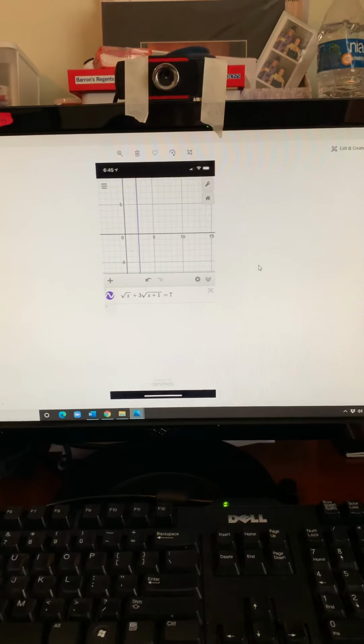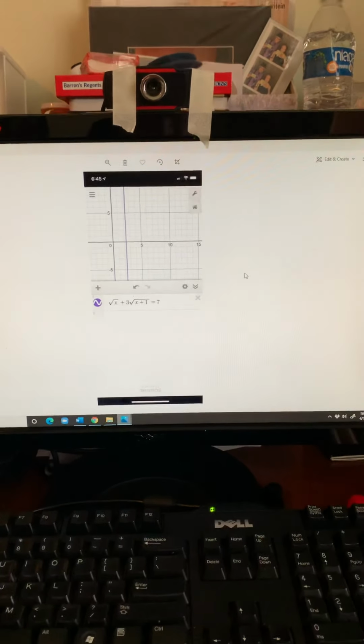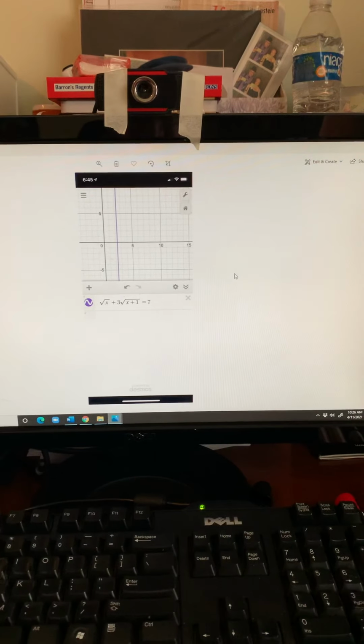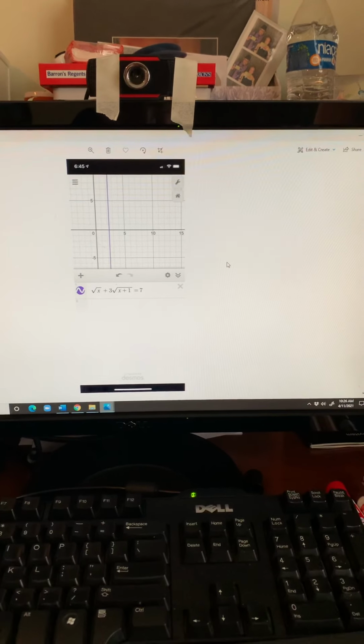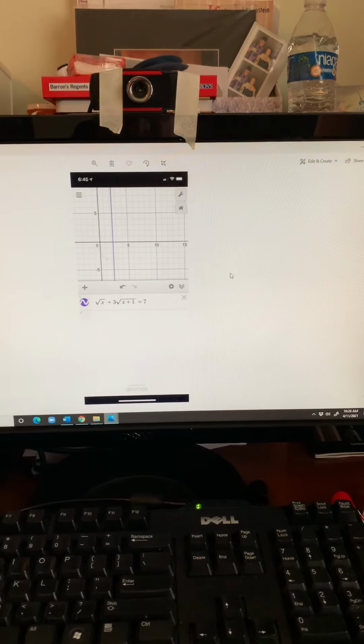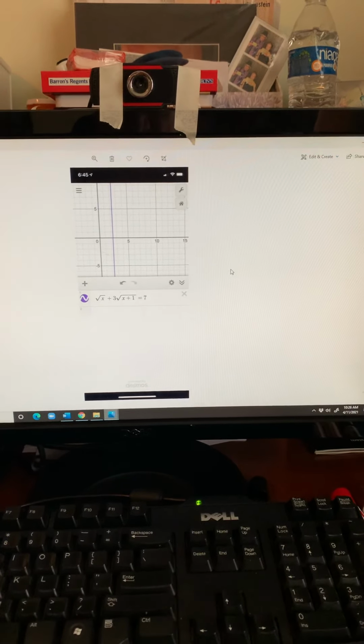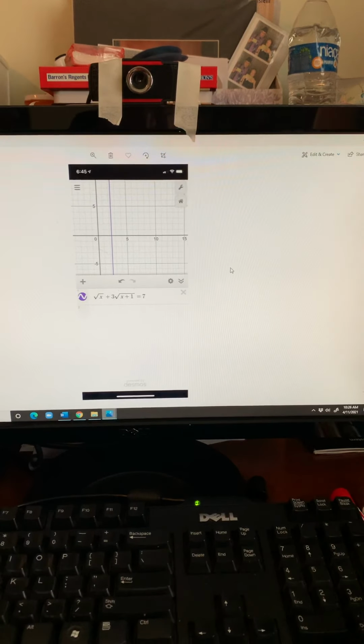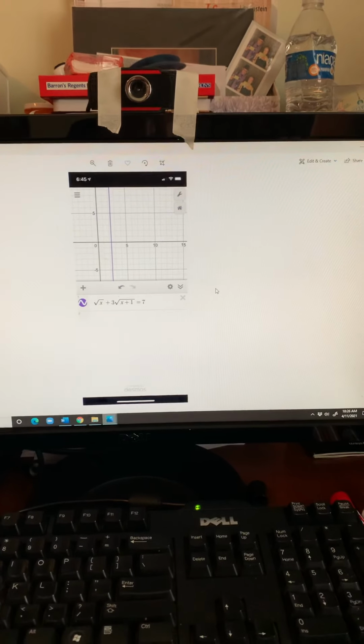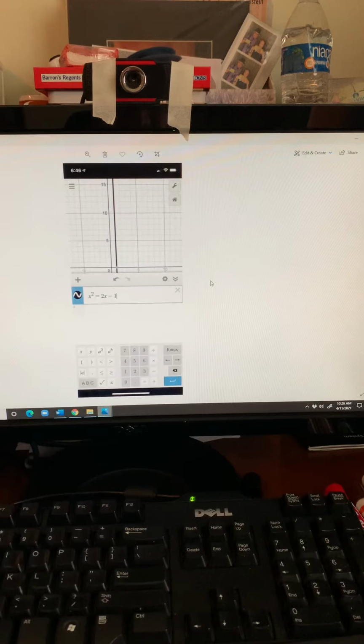If you look at this radical equation, the square root of x plus 3 times the square root of x plus 1 equals 7, it looks like there's one solution. It looks like it's around maybe 2.2 or so. We'll see if we can solve this in class algebraically.